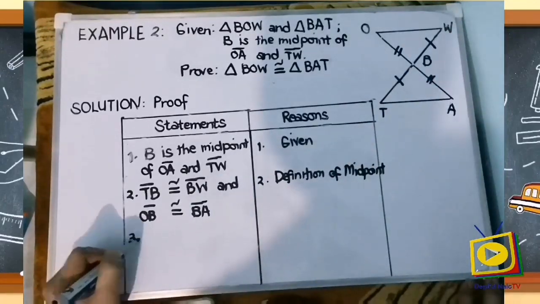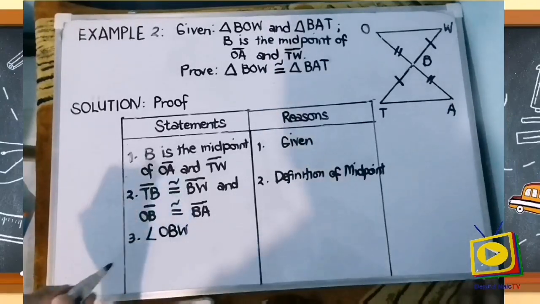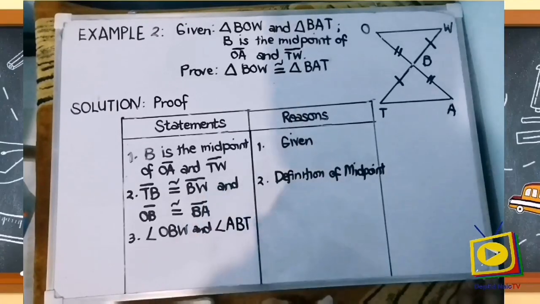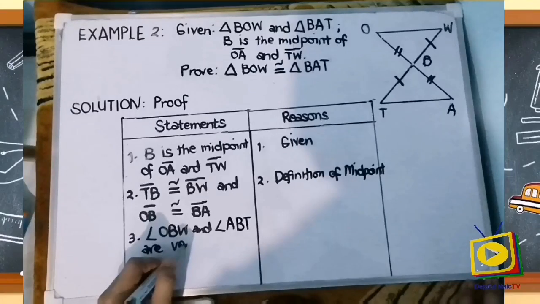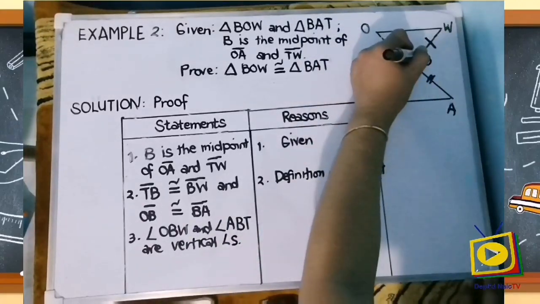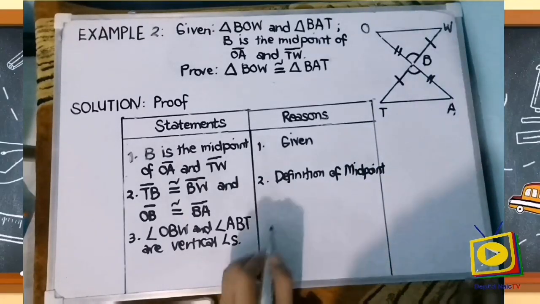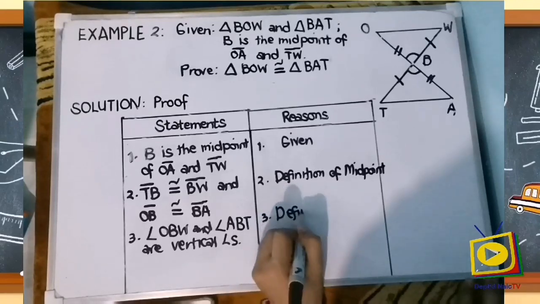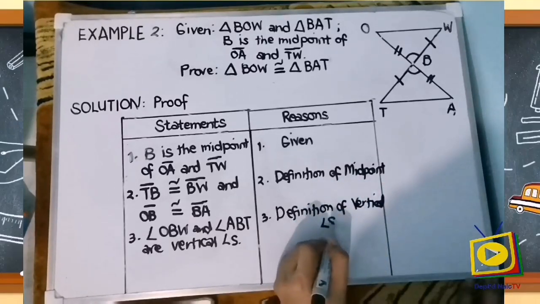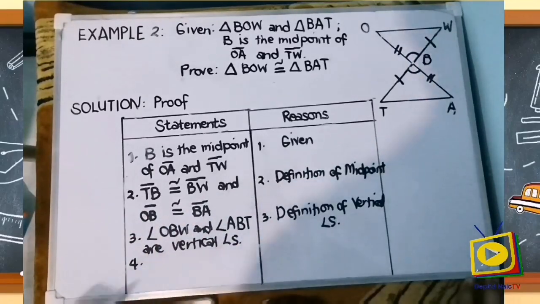And then for our statement number 3, we can say that angle OBW and angle ABT are vertical angles. So we have here OBW and ABT. So they are vertical angles. So of course, our reason is definition of vertical angles.